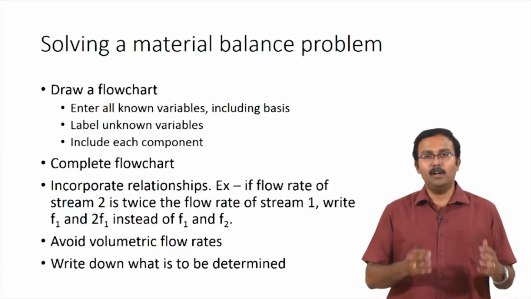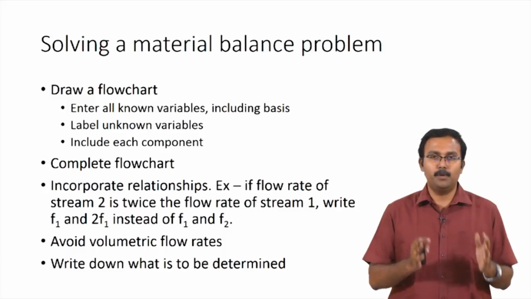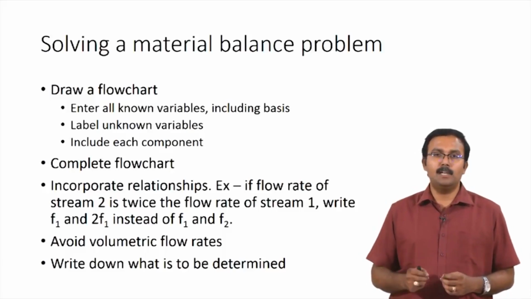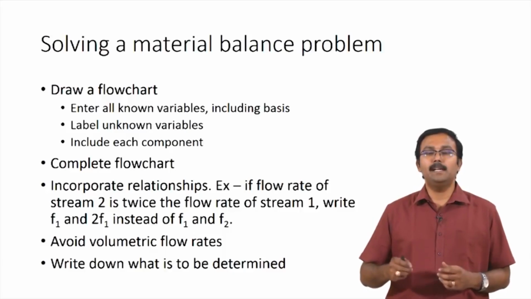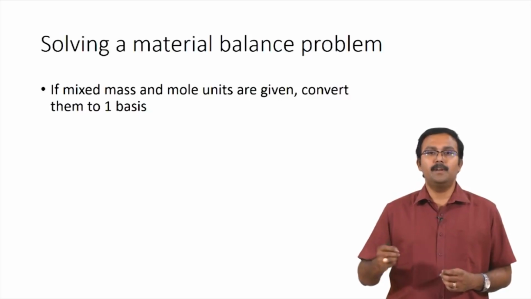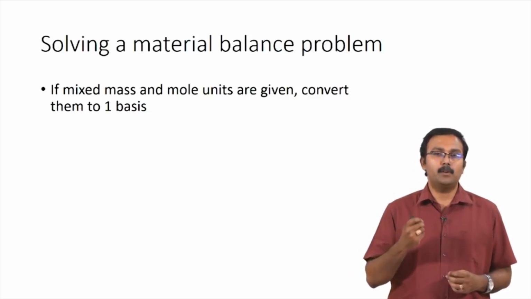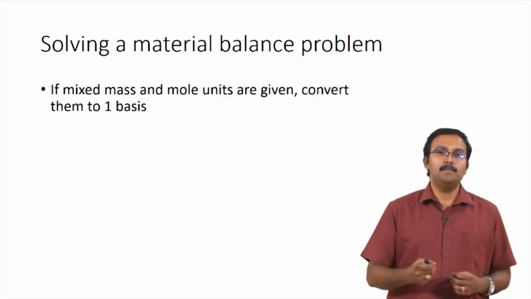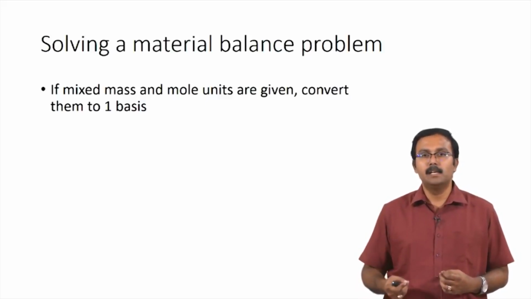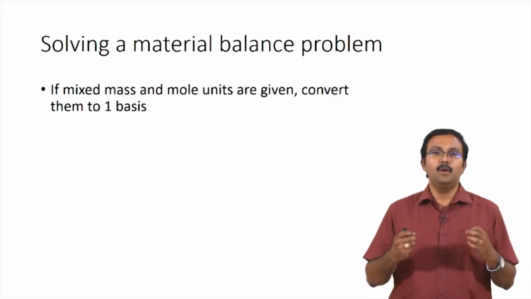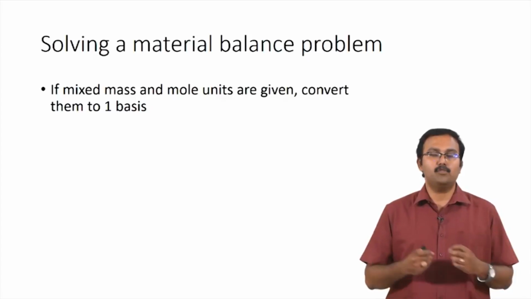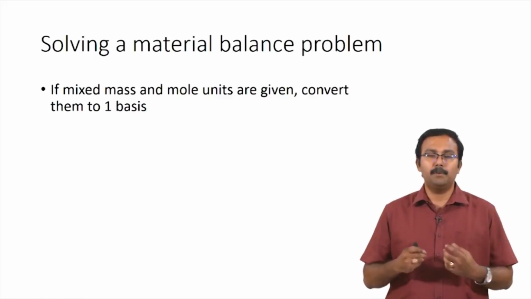So, once you have all the data from the question which is put into your flow chart, make sure that you also note down what information needs to be calculated. If the problem gives you two different bases, for example, there could be two streams with one stream given in terms of mass units and the other stream given in terms of moles, then convert all of them into one basis. Make sure that all of them either exist as mass or moles, so that you can actually perform the calculations effectively.